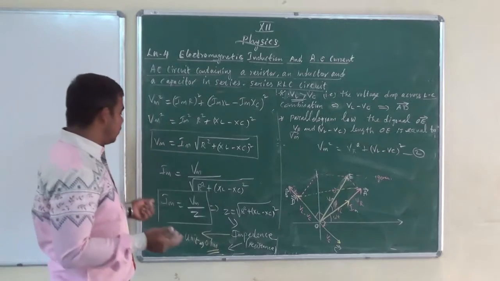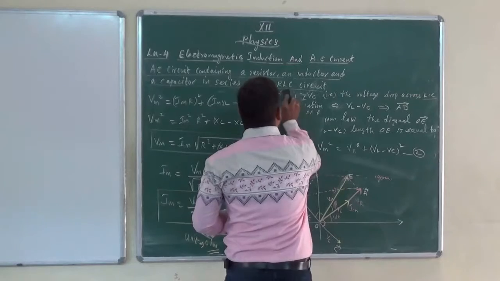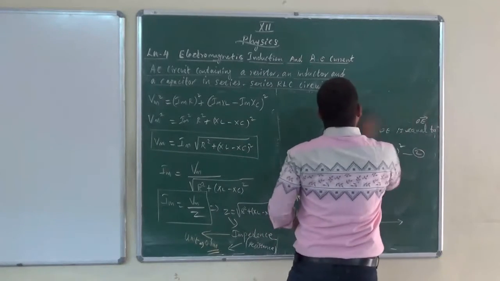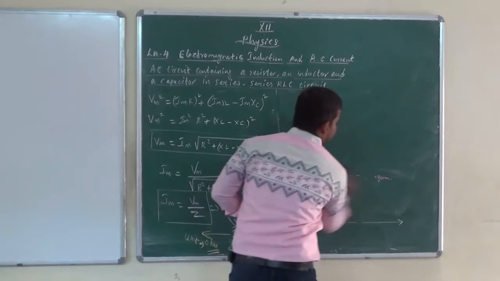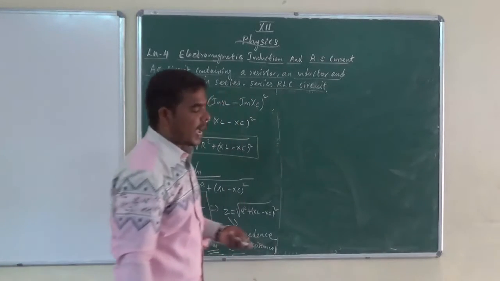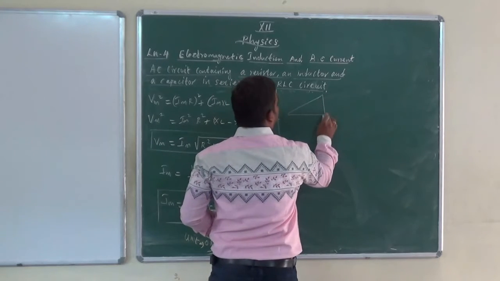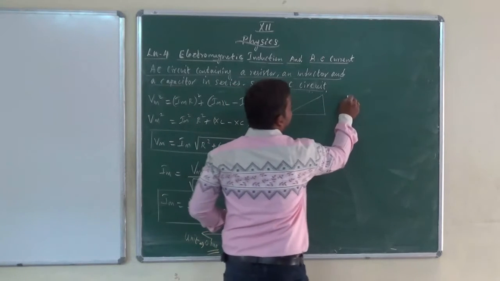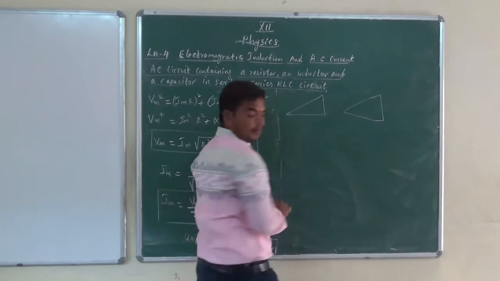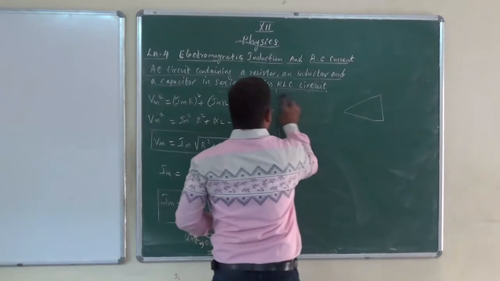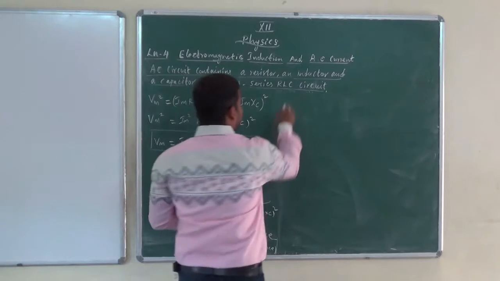So resistance always opposes, or delays, or decays the instantaneous value of current. When we draw the triangle diagram, see diagram A and this is diagram B. So draw a very neat diagram.